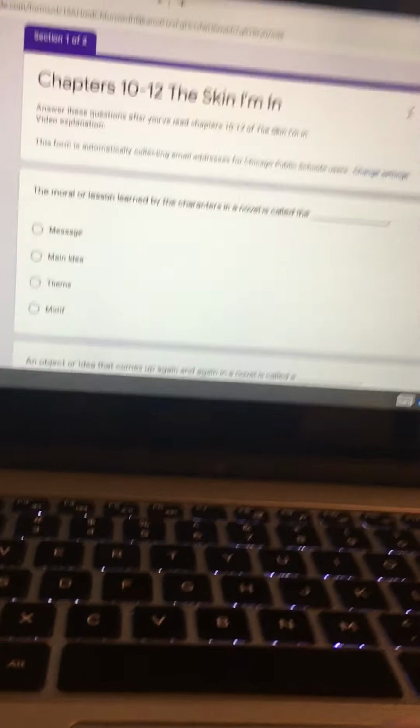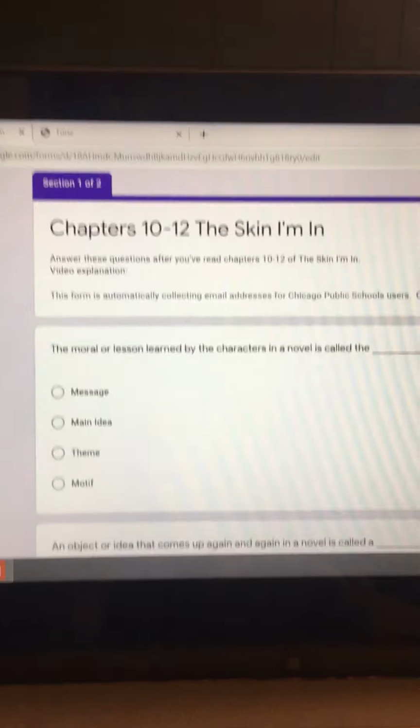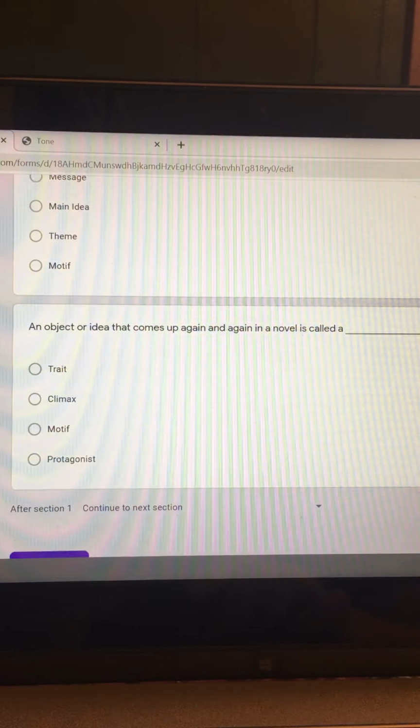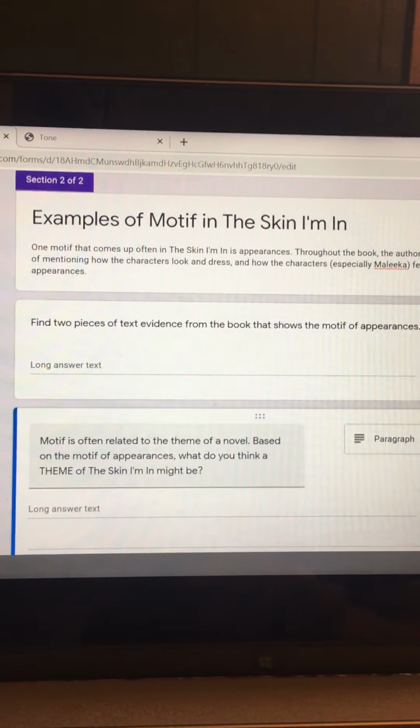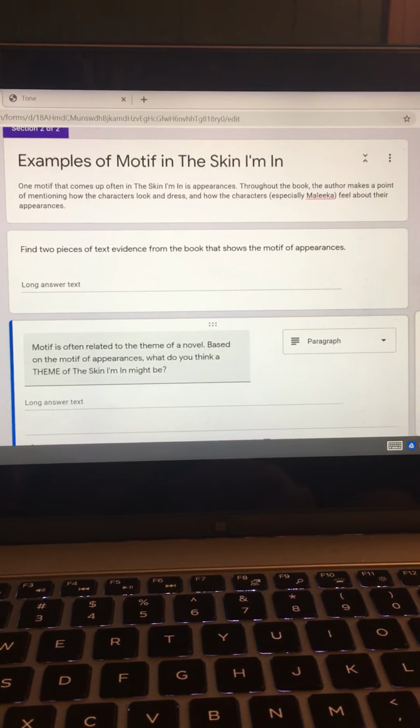I'm not going to give you too many examples because what you're going to be doing is answering a couple of questions, one about a theme, one about a motif. But let's read this part together because this is the more complicated part of the work.